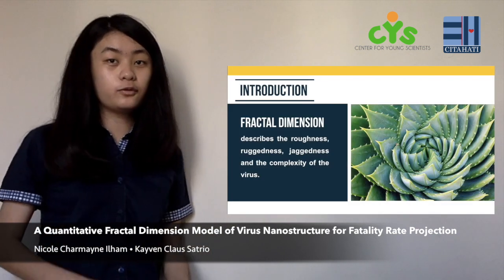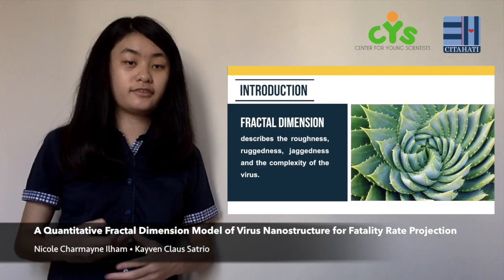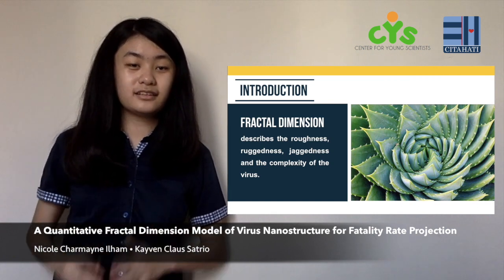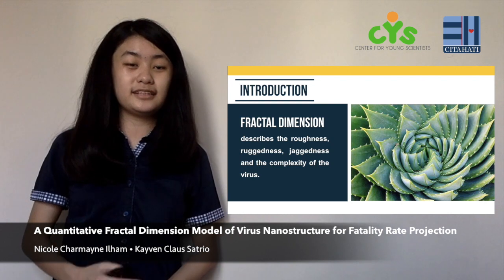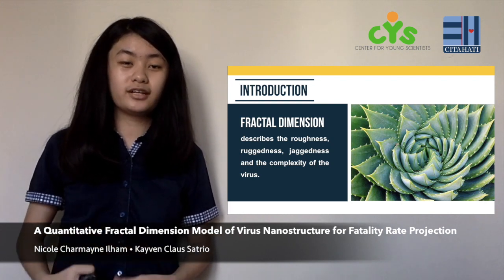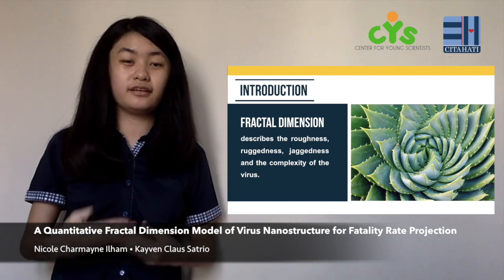Complex proteins fold up and wrinkle around the surface of the virus, and the fractal dimension describes this roughness, ruggedness, jaggedness, and the complexity of the virus. Fractal dimensions could provide a useful parameter in order to assess the fatality rate of the virus.